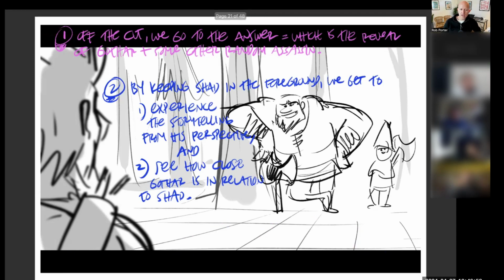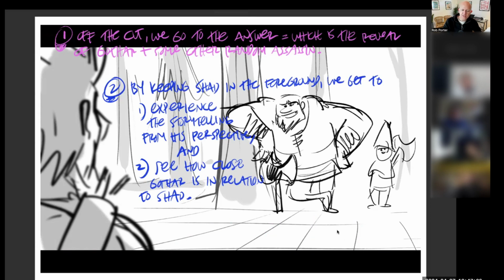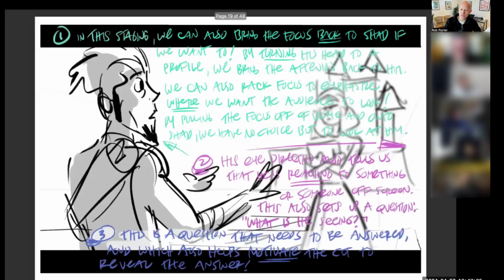And here's tip 3. Use your perspective grid to guide your audience's eyes to look exactly where you want them to look. So this is how I end up doing it. I put my vanishing point somewhere over here. I know that I want my focal point to be right here. And so I start drawing my lines this way to guide my eye to look over here. And of course, when they make the final film, are they going to have a giant grid on the ground? No, they're not going to. Doesn't matter. You can use it in your boards and it'll help tell the story more clearly.